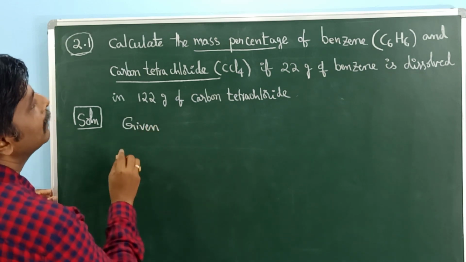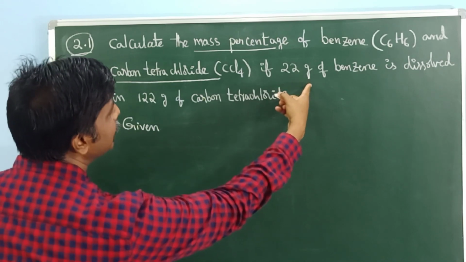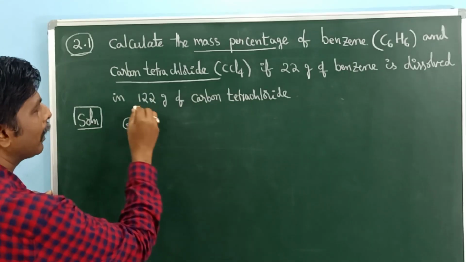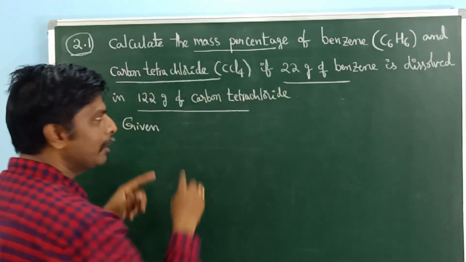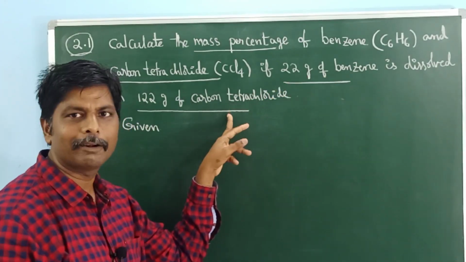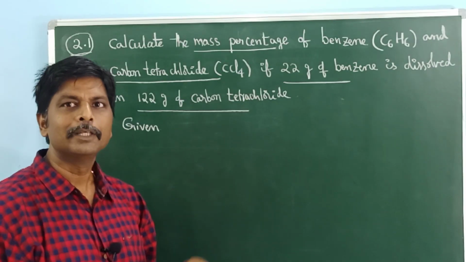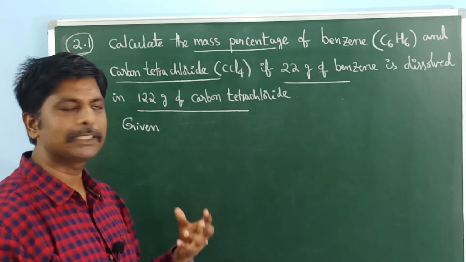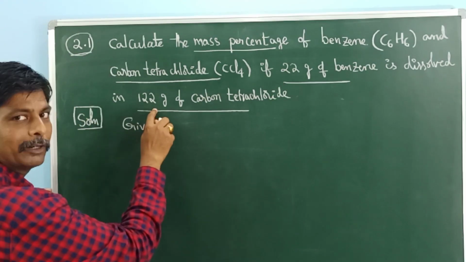Given data: 22 grams of benzene is dissolved in 122 grams of carbon tetrachloride. Here 22 grams, here 122 grams. So it is a solution of benzene and carbon tetrachloride. One is 22 grams, another is 122 grams. Which one is solute and which one is solvent? The less amount is the solute, and the large amount is the solvent.